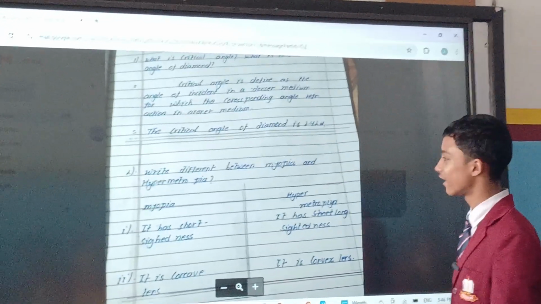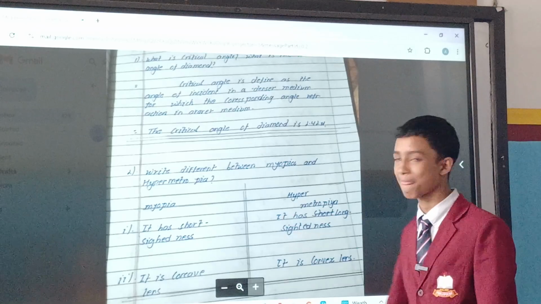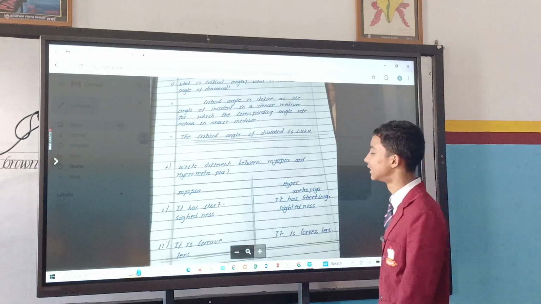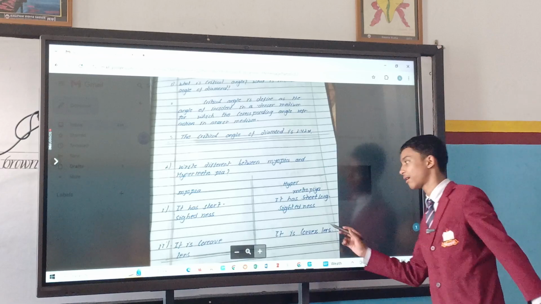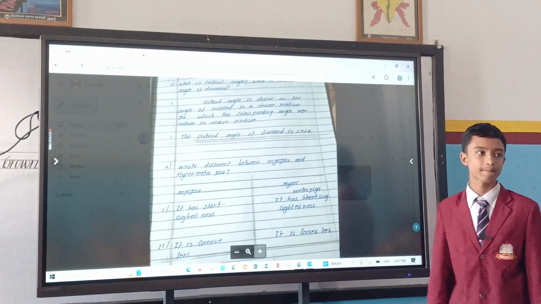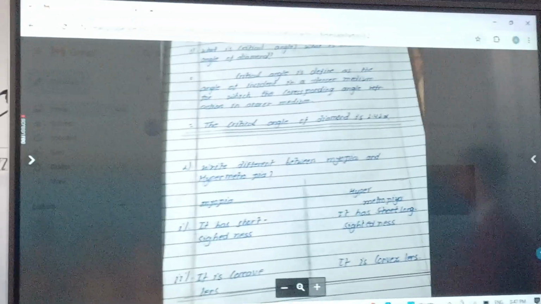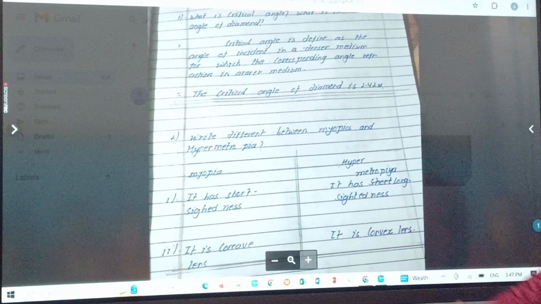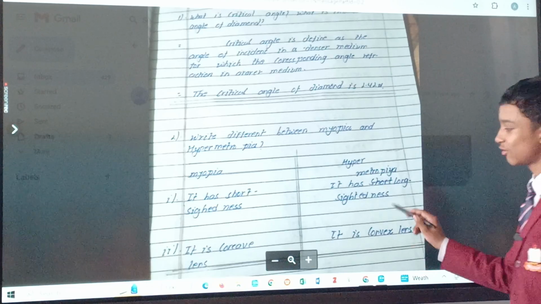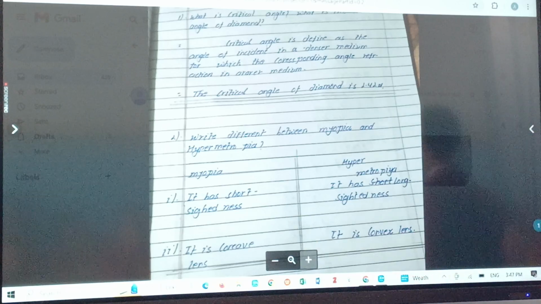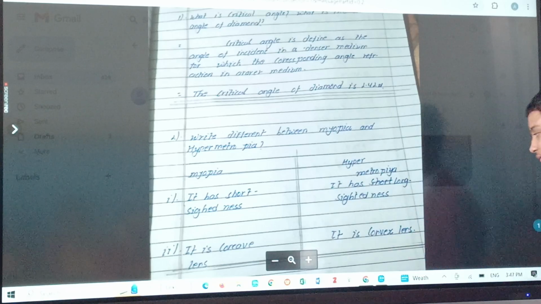Write the difference between myopia and hypermetropia. Myopia is also called short sightedness. Hypermetropia has long sightedness. It is also known as long sight. Myopia is corrected by using a concave lens, and hypermetropia is corrected by using a convex lens.